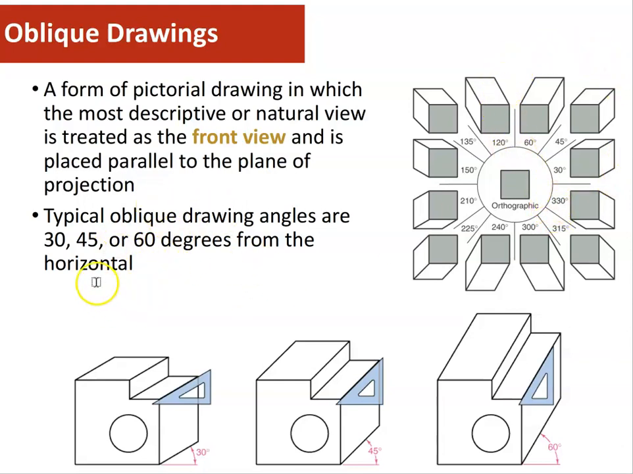So a typical oblique drawing is 30, 45, or 60 from the horizontal. Let's look at this diagram over here. Here you have this object. The front side is parallel to your axis, and the receding axis is 30 degrees from the horizontal. The receding axis can also be 45 degrees from the horizontal, and the receding axis can also be 60 degrees from the horizontal. These are all oblique drawings.